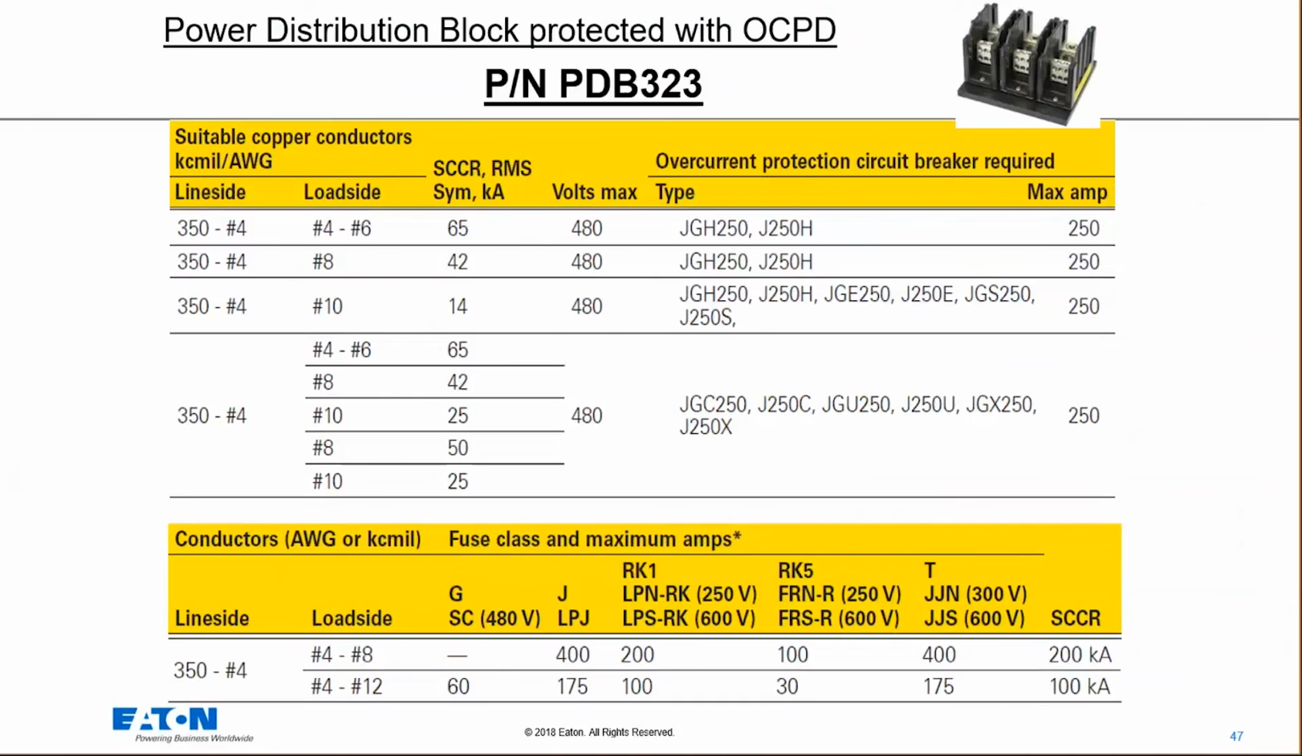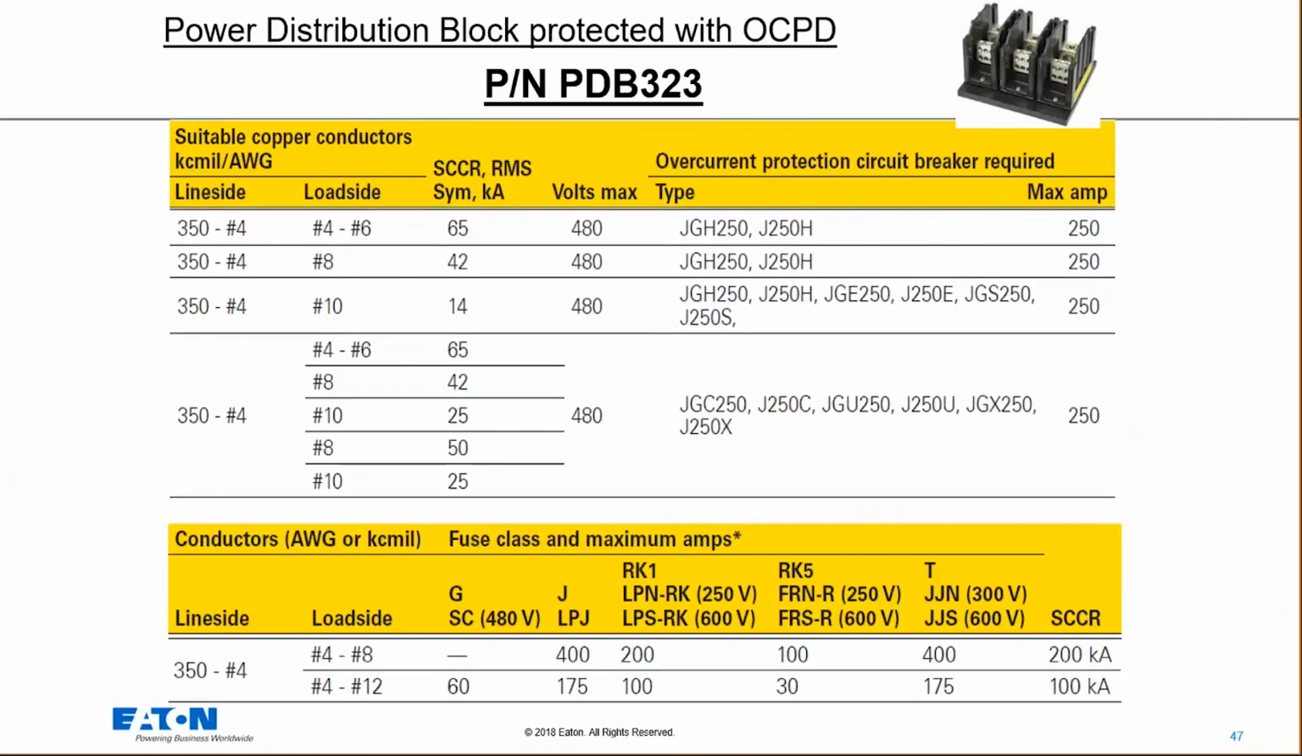As long as I don't have smaller wires in that, I can get a 65,000 amp rating out of that power distribution block by using those two specific breakers on there with a 250 amp max rating on those. So if I stick to those rules, they've been tested with that breaker, I can get a 65K rating out of that power distribution block. If I go down and I say, you know what, I need to put number 8s on the load side of this thing.